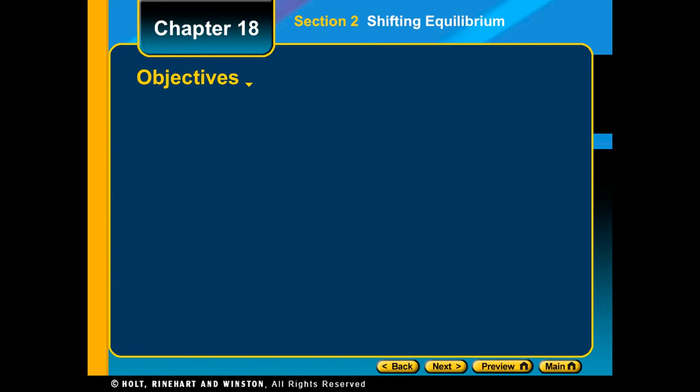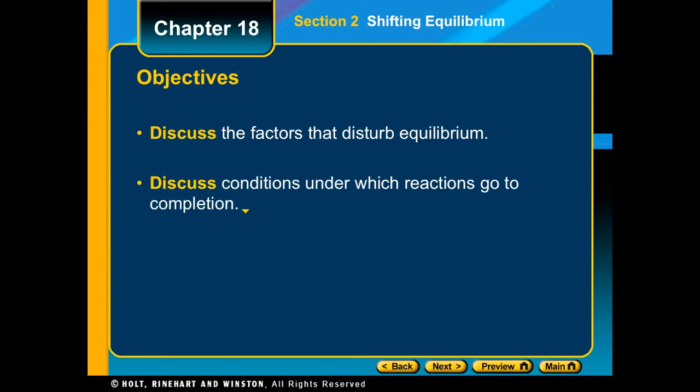Today, we're gonna discuss section 2 in chapter 18 about shifting equilibrium. The objectives are to discuss the factors that disturb the equilibrium, also the conditions under which reactions go to completion, and describing the common ion effect.